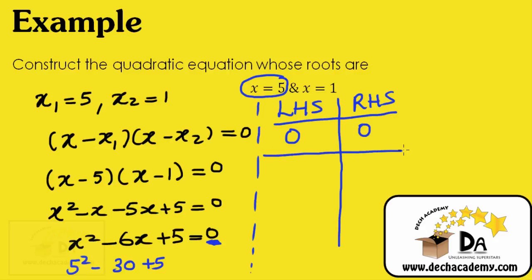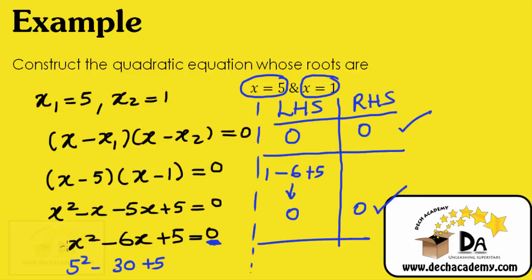So the left hand side and the right hand side match. Fine. Let's check for the case when x is 1. When x is 1, the left hand side is 1 squared, which is 1, minus 6 times 1, which is 6, plus 5. And this is 1 minus 6, which is minus 5, plus 5, which is 0. The right hand side is 0. So again, left hand side and right hand side match when x is 5 and x equals 1. So you know for a fact that this equation is such that its roots are x equals 5 and x equals 1. So you know your answer is correct. So always do this quick check if you have time.